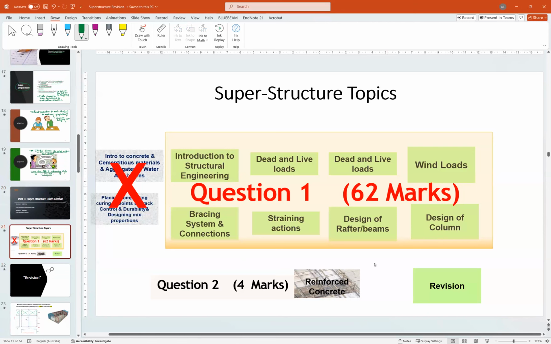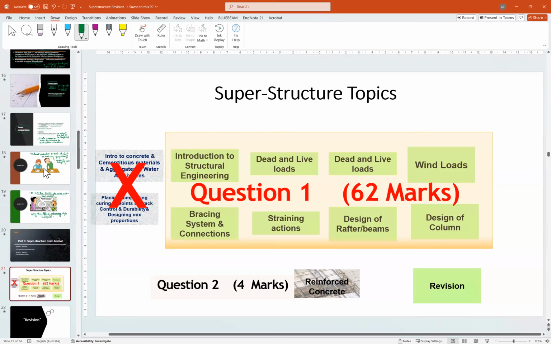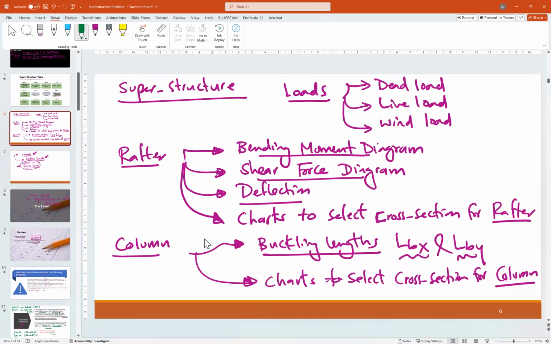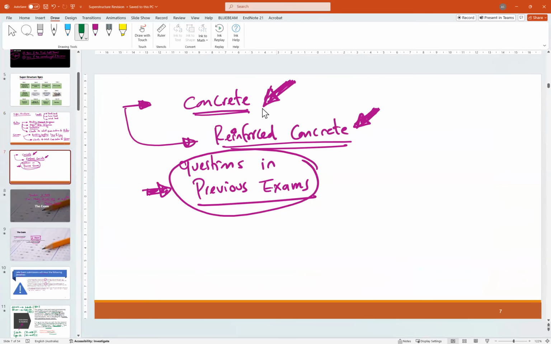Okay, so these are the topics we are talking about. We have already talked about the topics here. So here are the topics and all the calculations we need, and here is maybe a short question about reinforced concrete.